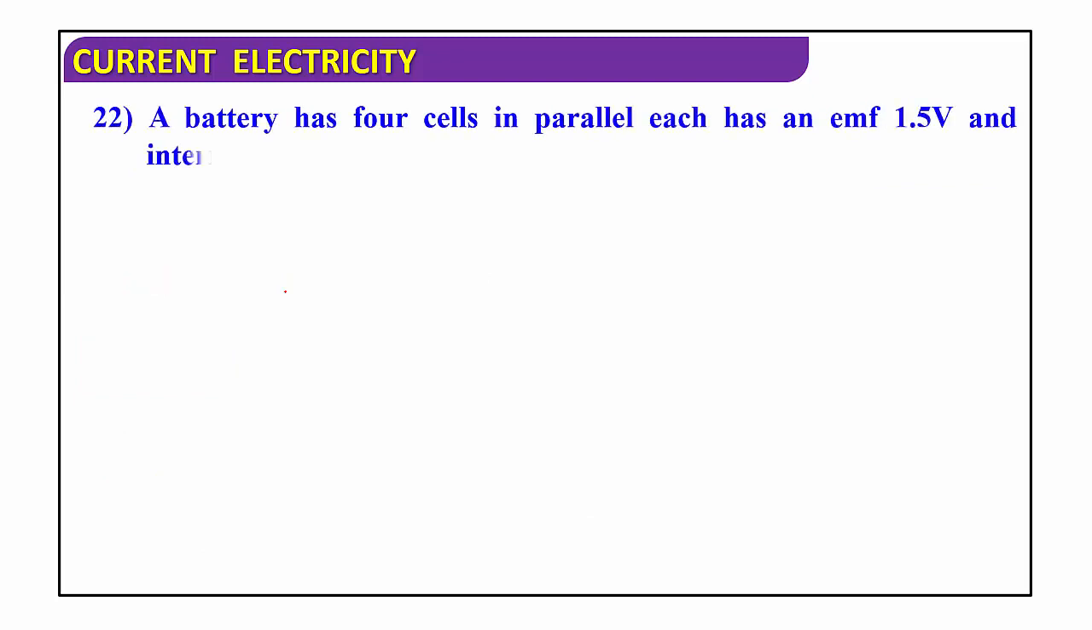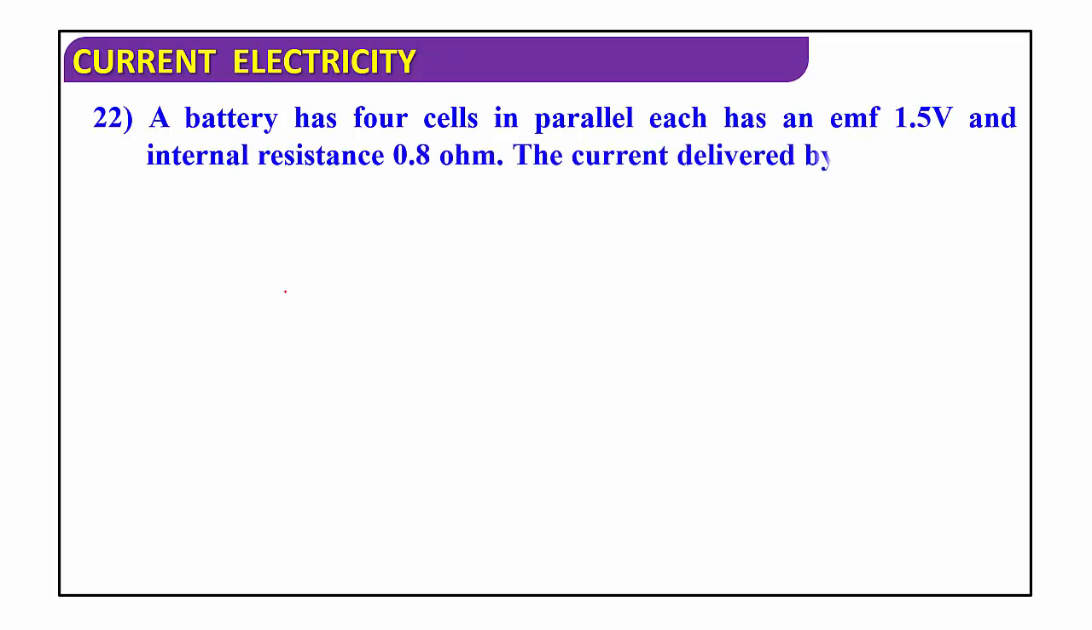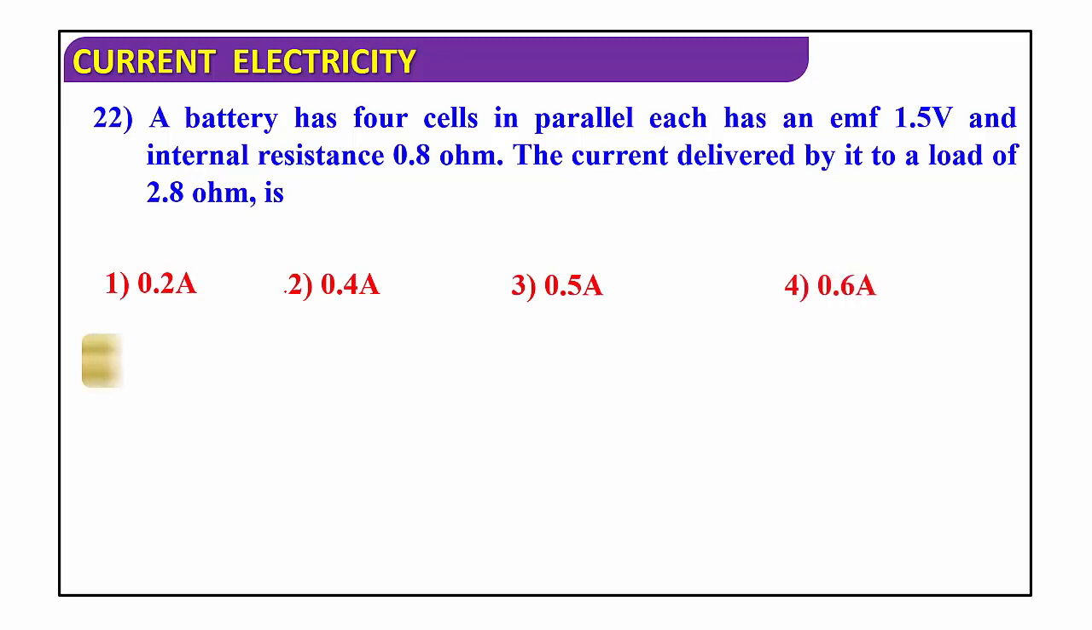Okay, come to the 22nd question. Yes, a battery has 4 cells, all are connected in parallel, having EMF 1.5 volt. Internal resistance 0.8 ohm. The current delivered by it to a load of 2.8 ohm is. Yes, these are the given options.